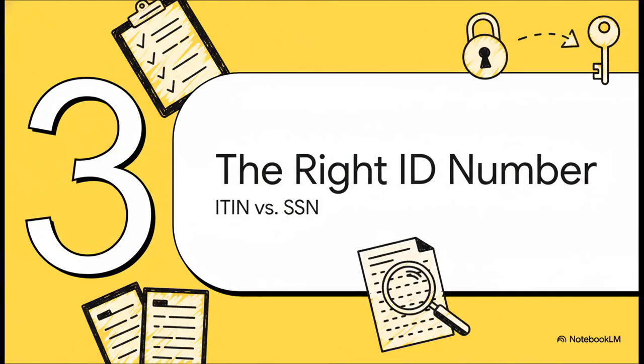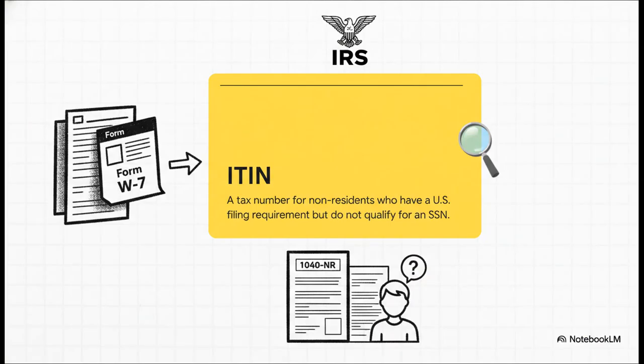All right, once you've set your tax year, you need to tell the IRS who you are. And for most people filing a 1040NR, this is not going to be a Social Security number. It's a totally different kind of ID. And that ID is the ITIN, which stands for Individual Taxpayer Identification Number. You can think of it as your way of telling the IRS, hey, I have a U.S. tax obligation, but I'm not eligible for a Social Security number. You get one by applying with Form W-7, and for the vast majority of 1040NR filers, this is the number you're going to put on that line.